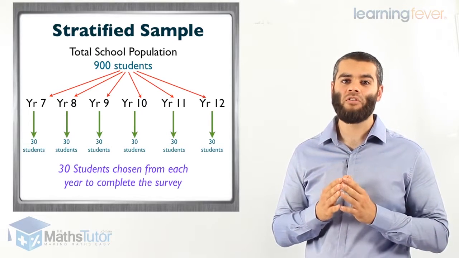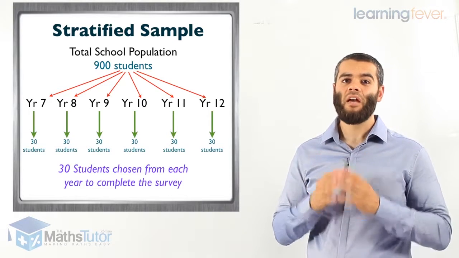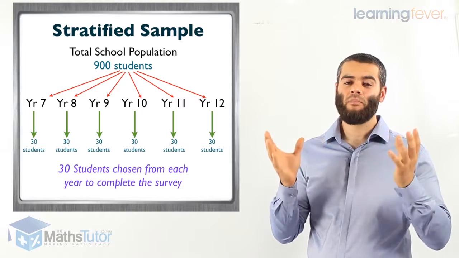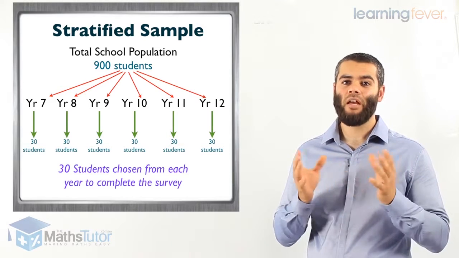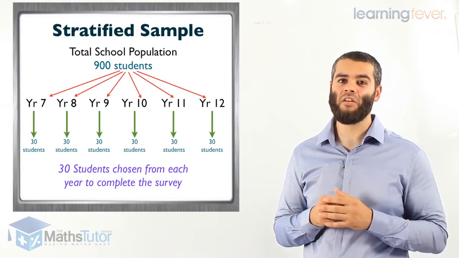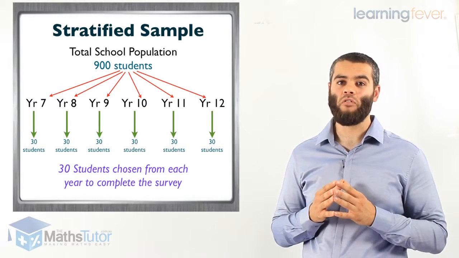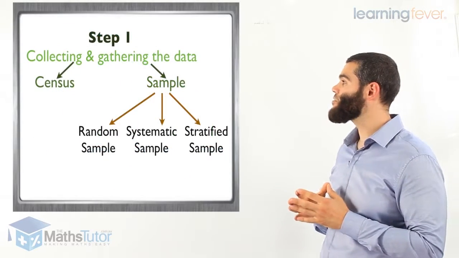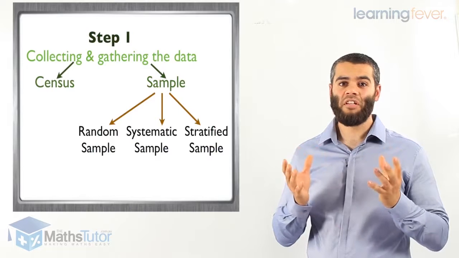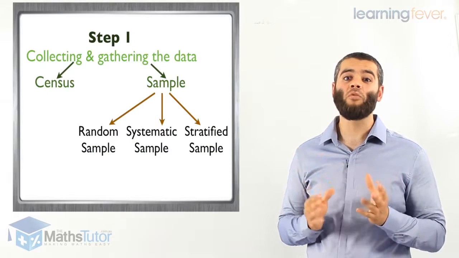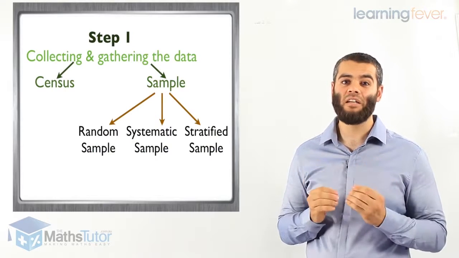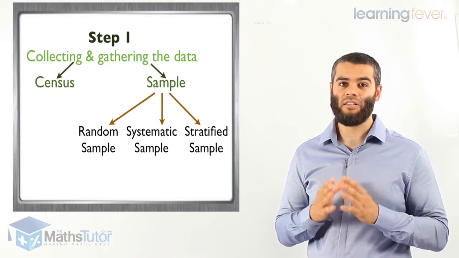And that way, the questionnaire, the survey is fair, making everyone happy that they've actually asked people from Year 7 all the way to people in Year 12. So these are the 3 types of samples available. This is used when we are in step 1. We are still collecting the data and we are gathering the data.